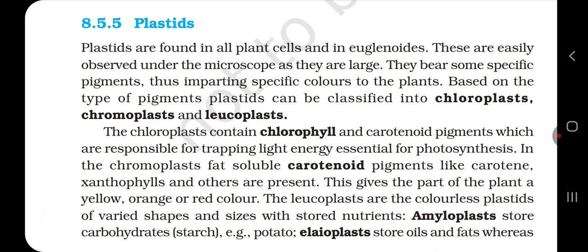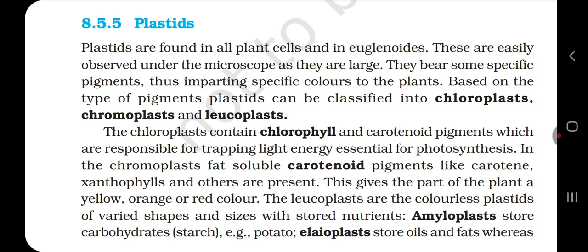8.5.5 Plastids. Plastids are found in all plant cells and in the euglenoids. These are easily observed under the microscope as they are large. They bear some specific pigments, thus imparting specific colors to the plants. Based on the type of pigments, plastids can be classified into the chloroplast, chromoplast, and leucoplast.